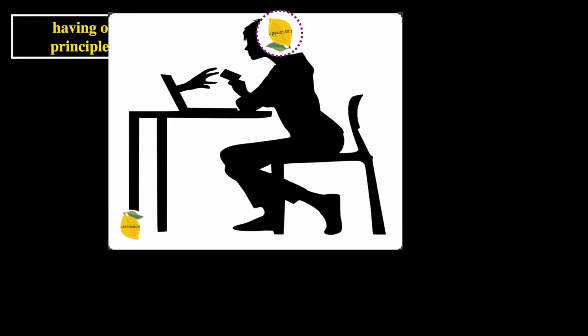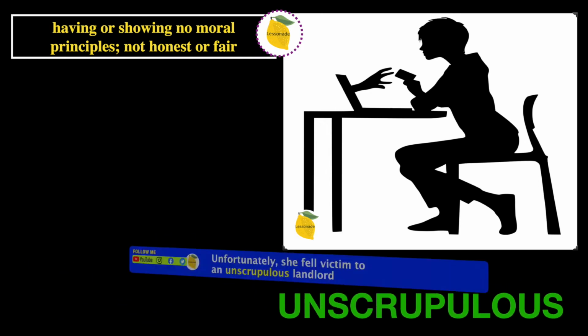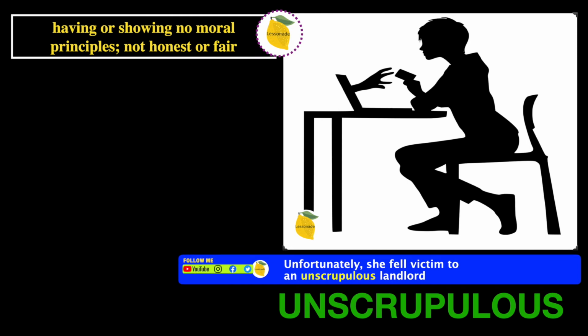Next one is having or showing no moral principles, not honest or fair. In this picture we can see someone entering their card details, but someone's trying to steal their card details or is trying to steal their information, and therefore the word will be unscrupulous. And the sentence for this word is, unfortunately, she fell victim to an unscrupulous landlord.